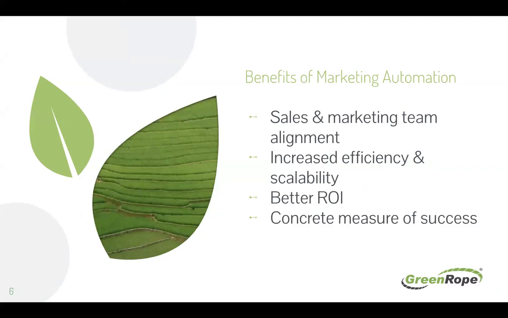Some benefits of setting up marketing automation in the first place is to really help with sales and marketing team alignment. You're going to open up those channels of communication, stop people working in silos, and increase that efficiency and scalability. As you get the full tracking throughout the system, everyone is on the same page and really understanding the interaction between your clients and your business.